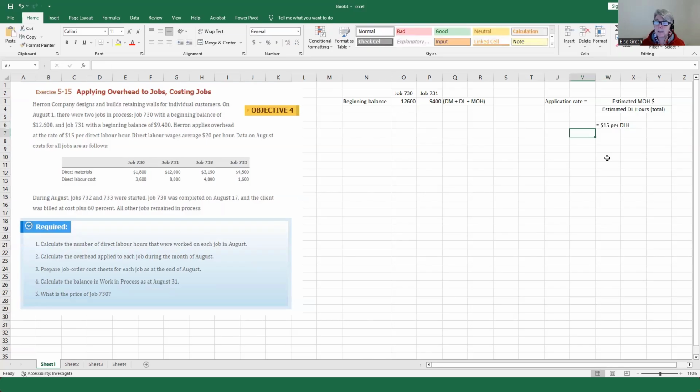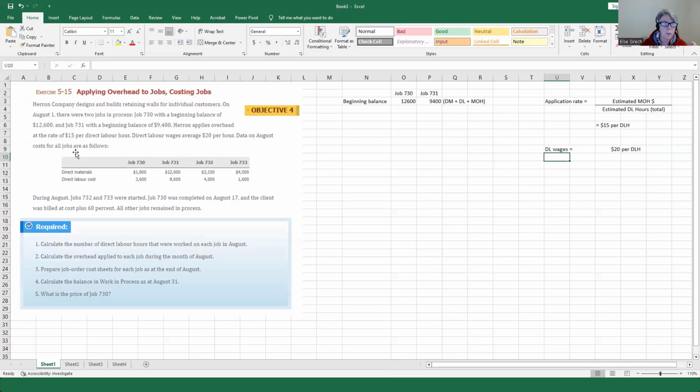Keep in mind that in an exam, I'm going to make you calculate it. So make sure you understand how to calculate this, right? So now we know how they apply manufacturing overhead. Direct labor wages average $20 per hour. So now we know that the direct labor wages are equal to $20 per direct labor hour. So now we know the wages.